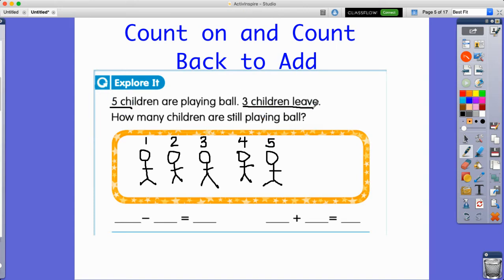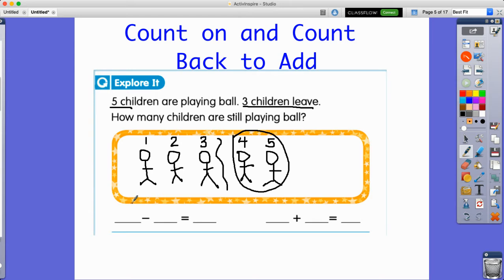It says 3 children leave. So when it says leave, that makes me think about take apart, take away. I'm going to be subtracting. So if I take my 3 children and they leave, think about what I have left here. This right here is what I have left. And this actually is 2 children right here.